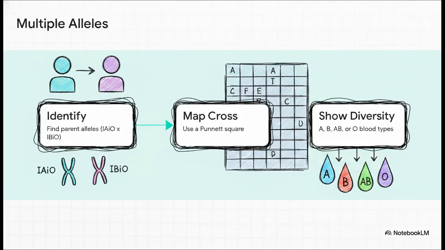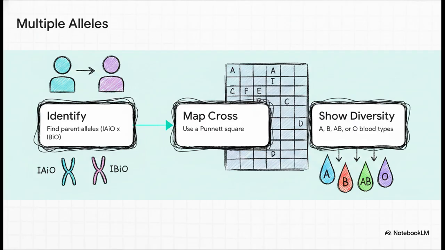Now let's step up the complexity just a bit to a multiple alleles scenario. We'll follow this flowchart step by step. Step 1, we identify the parent alleles. We have a person with blood type A, specifically genotype IAIO, crossing with someone with blood type B, genotype IBIO.